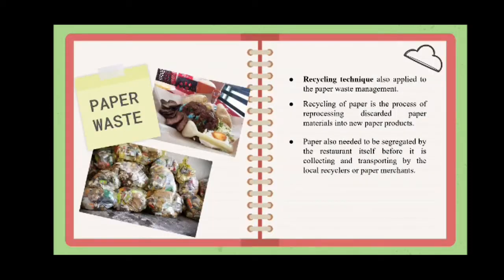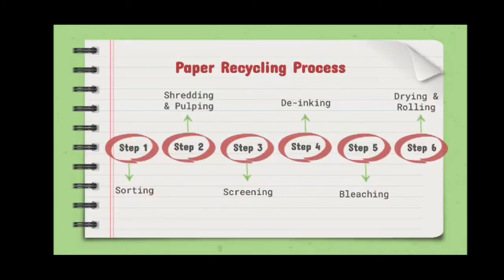Okay, so next is the technique used to treat paper waste. Paper waste is also treated with the recycling technique. Recycling of paper is the process of reprocessing discarded paper materials into new paper products. Paper also needs to be segregated by the restaurant first before it is collected and transported by local recyclers or paper merchants. So this is the paper recycling process, which involves 6 steps.